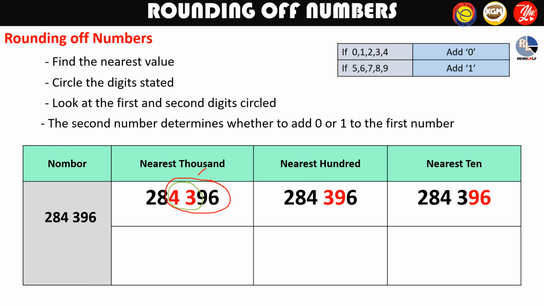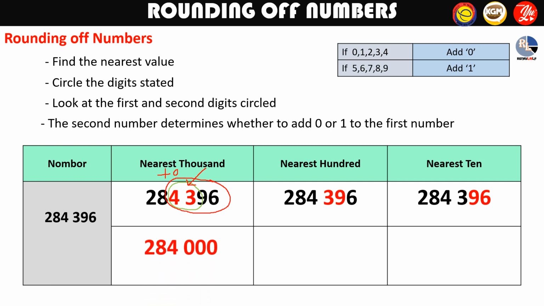Alright, look at the last digit in the circled numbers, the two numbers, or we can call it the second number. So the second number is less than 5. So what are we going to add to 4? Yes, we're adding 0 to 4. Alright, what will the answer be?